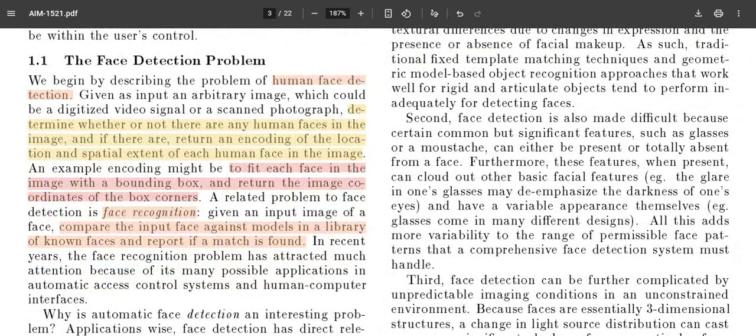Facial recognition at that time was considered as: given an input face, it would be compared against a library of known faces, and it would report if a match is found. Face detection is similar to that. In addition to the match being found, it also gives an output of the approximate location of the face occurrence in that image, with a bounding box around that face, and returns the approximate coordinates of that box's corners.